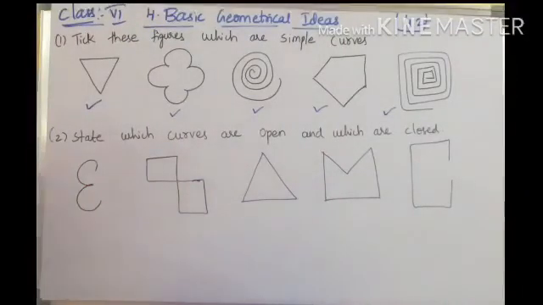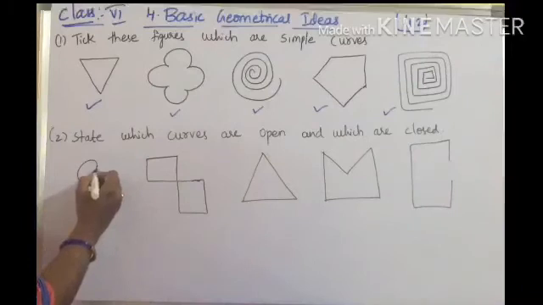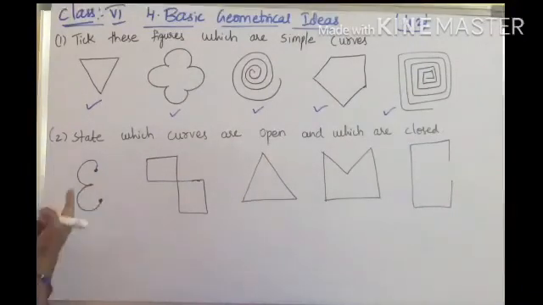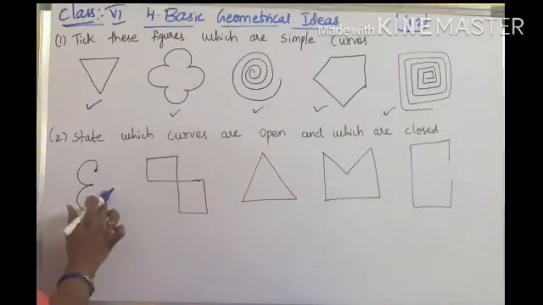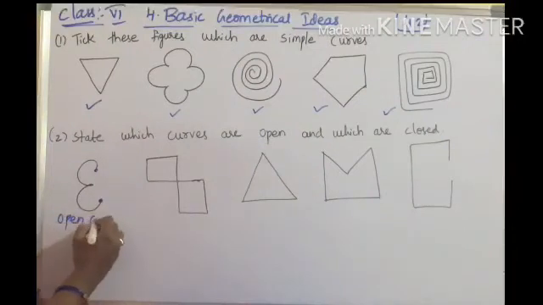Coming to the second one: state which curves are open and which are closed. Before that, what is an open curve? A curve whose start and end points are not joined. If you observe, this is the start point, and this is the end point. In this figure, the starting and ending points are not joined. Or simply we can say, is it open or closed? By seeing the figure we can say it is an open curve. So this is an open curve.